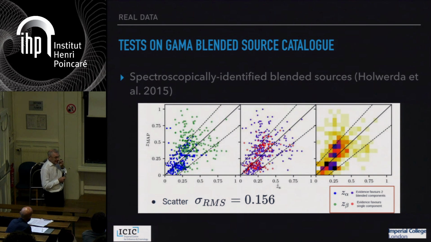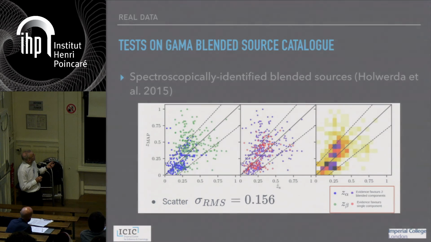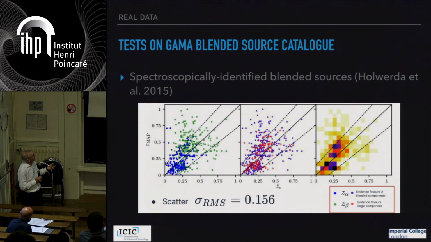So we've also tested this on real data from GAMA. GAMA has a catalogue of blended sources, so we can see how well it does on this. Now, the blended sources don't correspond necessarily very well with the BPZ templates, so you get quite a lot of scatter. This is much more scattered than the simulated case, and even in this diagram here, it still doesn't look all that wonderful. But if you do this for single sources with these templates, you get something that looks very similar.